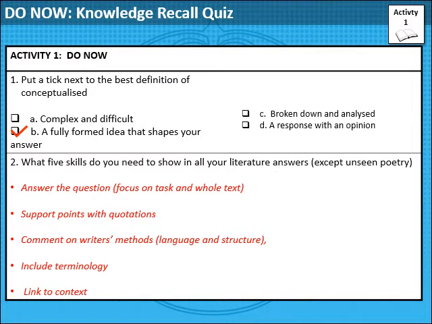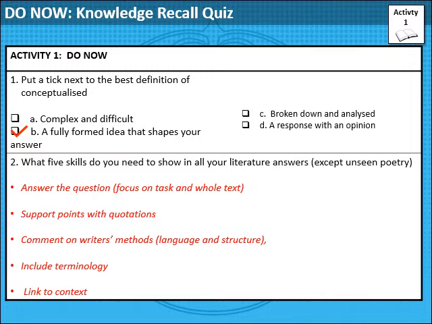So the best definition of conceptualised is a fully formed idea that shapes your answer. And as you'll see when we look at the assessment criteria, conceptualised is one of the key words in the level 6 criteria. That's for grades sort of 8 to 9.